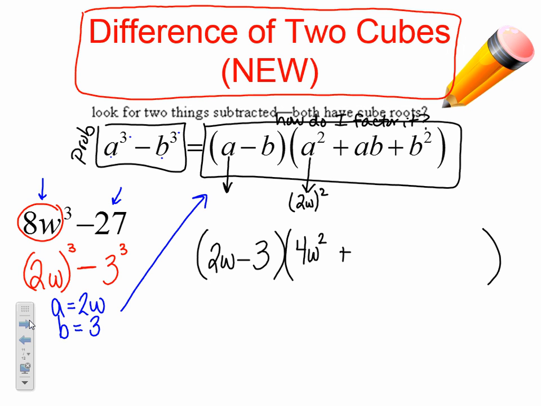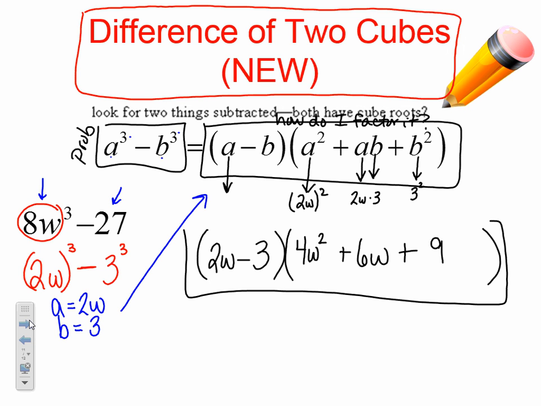Then the plus sign. Then the A times the B. Well, that's 2w times 3. That'd be 6w. And then plus sign, and then the B thing squared. The B thing was 3, so that's 9. There we go. It is factored. I didn't have to do any special calculations. I don't have to find a greatest common factor. I don't have to do anything like that. This is the final factored answer.